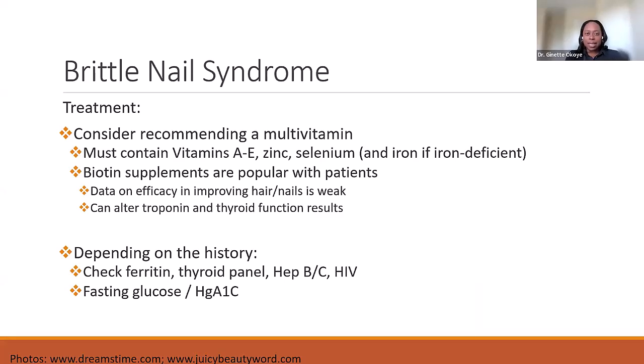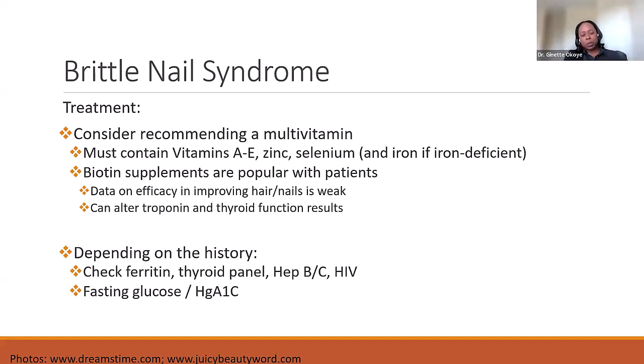Patients love biotin. Everybody comes in having already tried biotin, but honestly, the data on the efficacy of biotin improving hair and nails is pretty weak. It does not work for hair. It might work a little bit for nails, but what's probably happening is the person is taking biotin and other B vitamins together. Often biotin will come together with the other B vitamins. So we actually are not sure if it's the biotin or if it's sort of nutrient deficiencies in general.